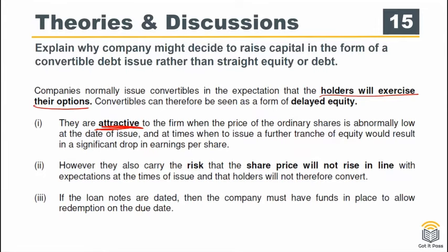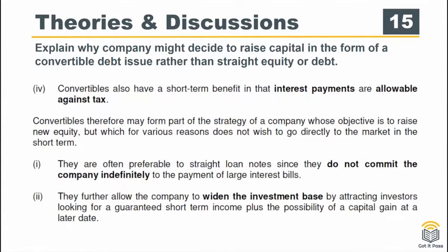And for the third one, if the loan notes are dated, the company must have funds in place to allow redemption on the due date. So redemption is possible. The company has a pool of funds for the redemption. And four, convertibles as a short-term benefit: the interest payment is allowable against tax, and also convertible interest is lower.